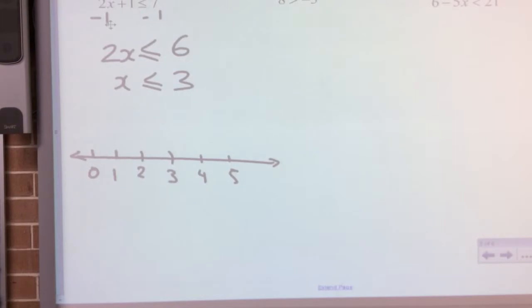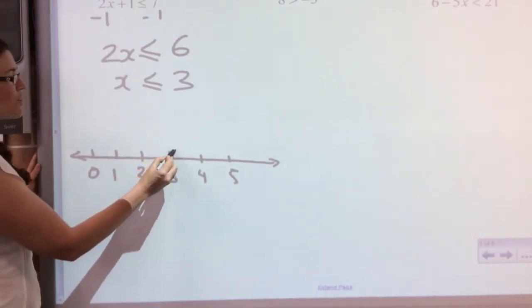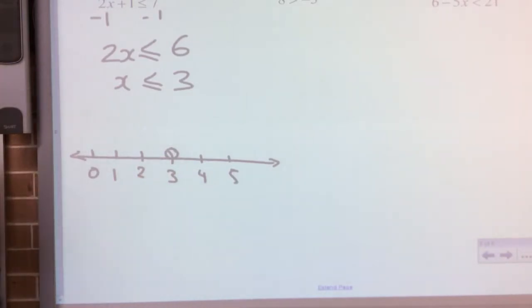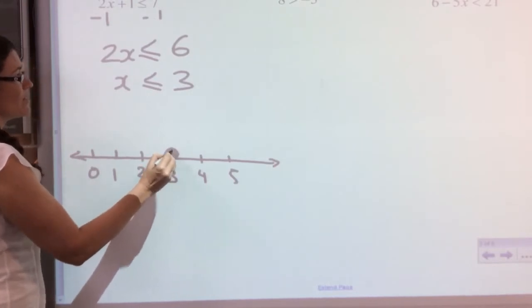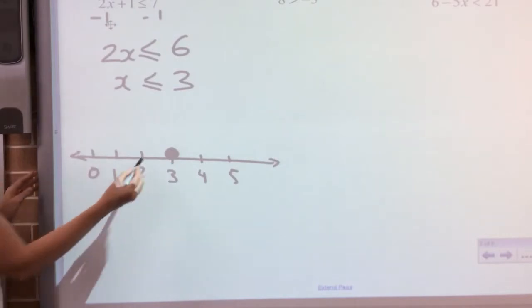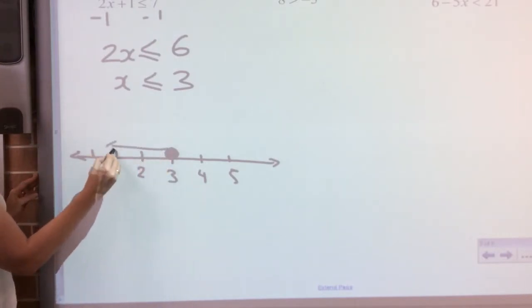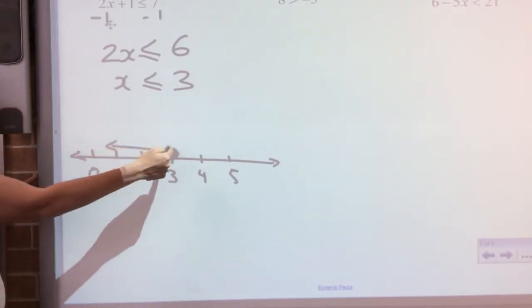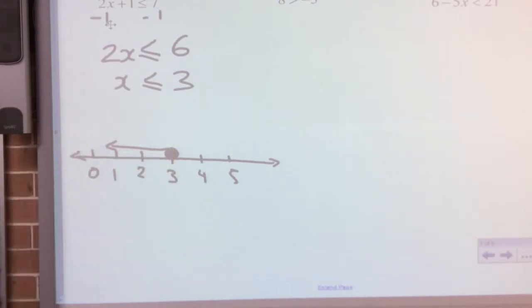I need to show on this number line all numbers less than or equal to 3. So simple. The way I do that is I go to number 3 and I draw a circle there. Because I want to include the number 3, I'm going to colour that circle in. So that means I want to start at 3 and include 3. Then I want all numbers less than. So I simply drew an arrow this way expressing that every number less than or equal to 3 would make this equation true. Is everyone happy with that?